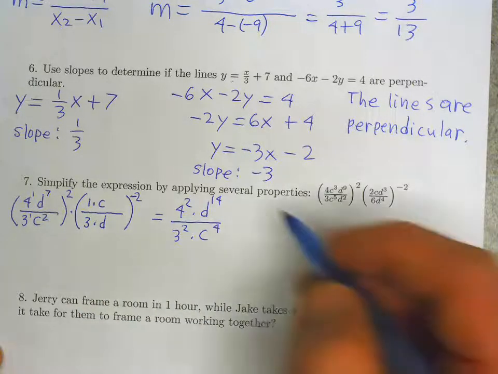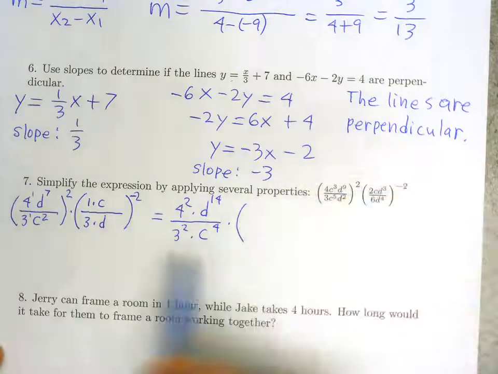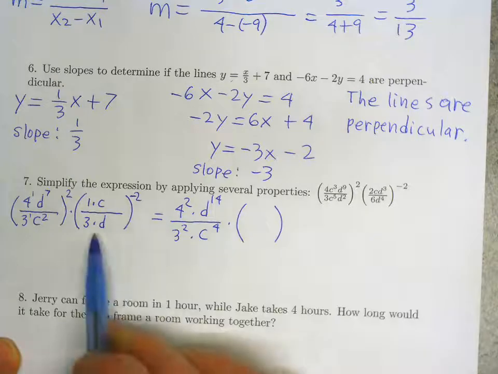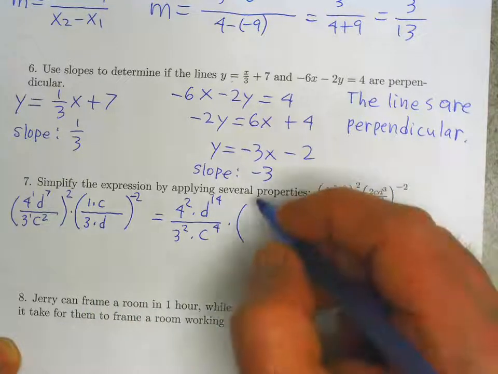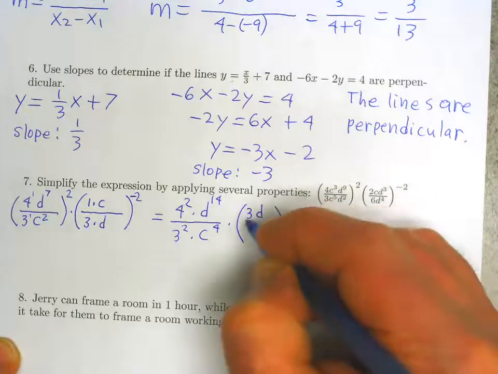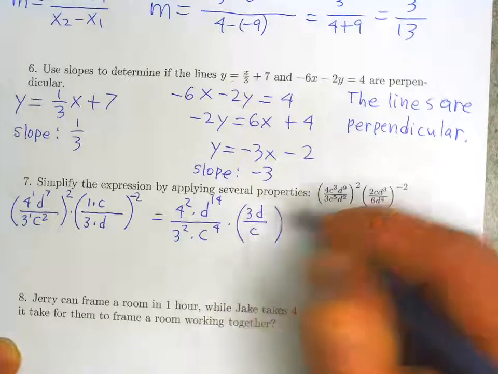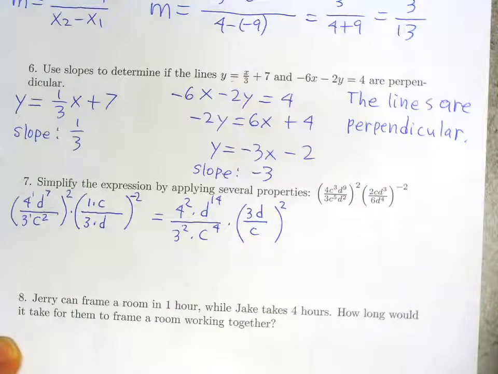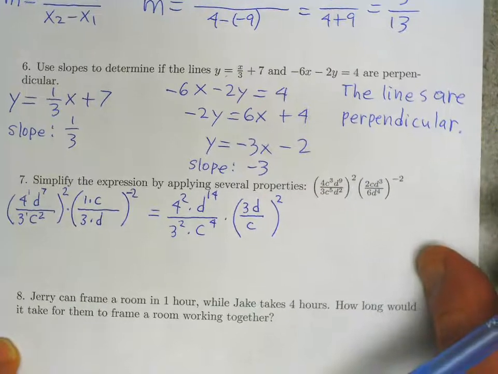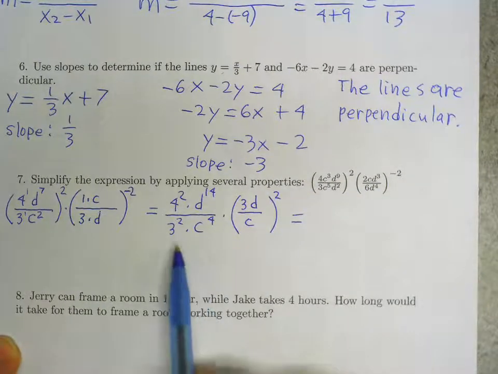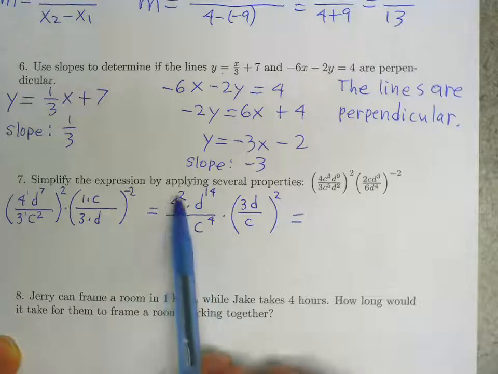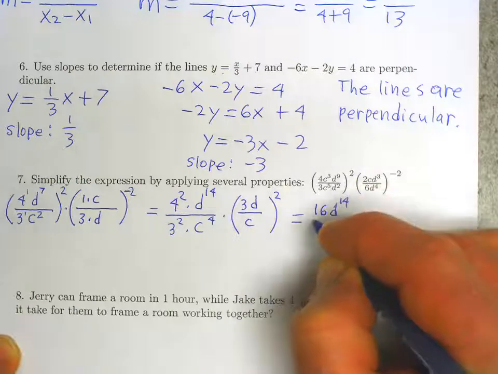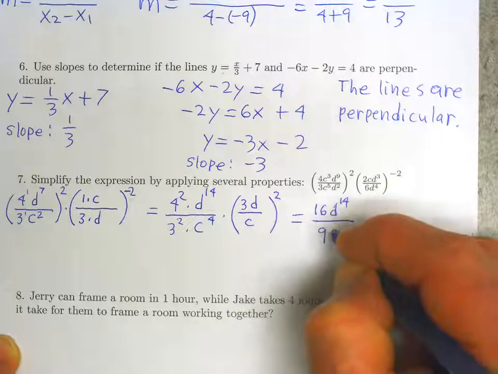And in the next term, since the outer exponent is negative 2, we'll write the reciprocal of this quotient. So 3d goes in the numerator and 1c, or c, in the denominator, and then the outer exponent becomes positive 2. Okay, we'll simplify a little bit over here on the left. 4 to the 2nd is 16 times d to the 14th divided by 9c to the fourth.